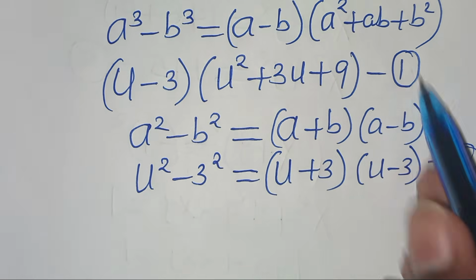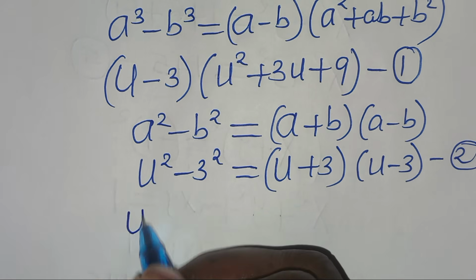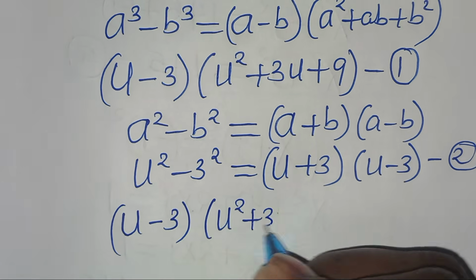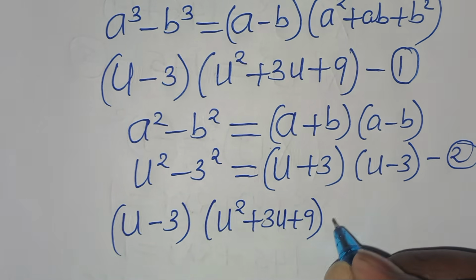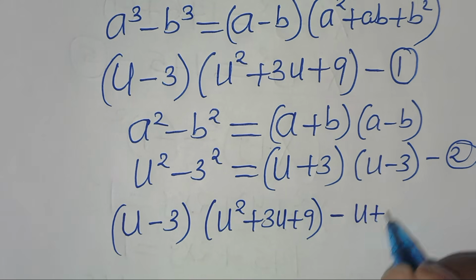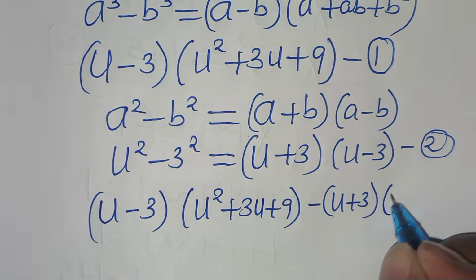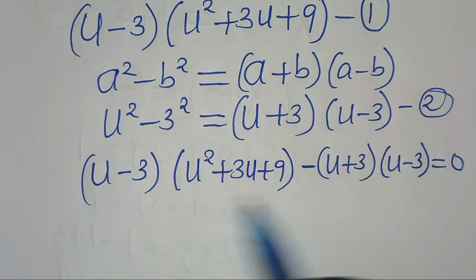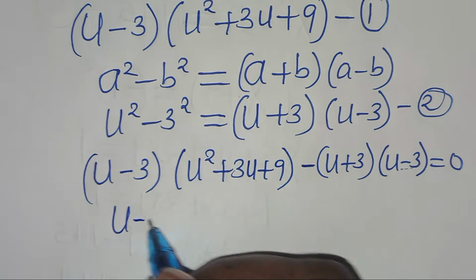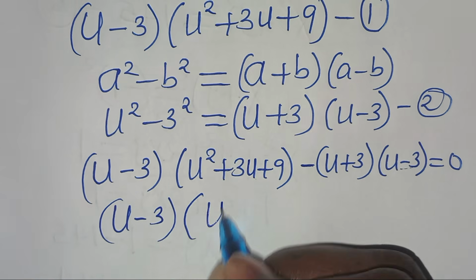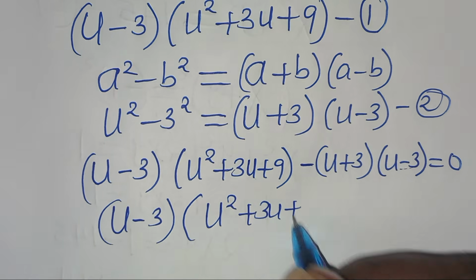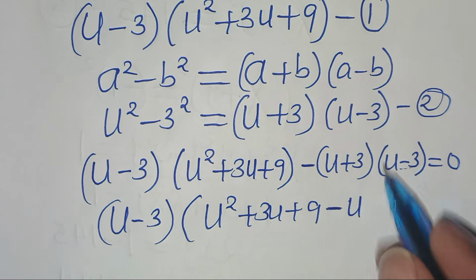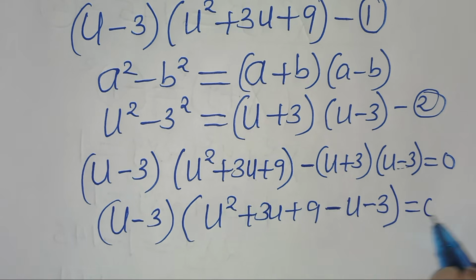So let's combine the first case here and the second case so that we have u minus 3, this is u to the power of 2 plus 3u plus 9, then subtract u plus 3 multiplied by u minus 3, and this is equal to 0. So we have that u subtract 3 is common here, so we can factor out u minus 3, so that now we have u to the power of 2 plus 3u plus 9, then subtract, this is minus u, then minus times plus 3, this is minus 3, this is equal to 0.